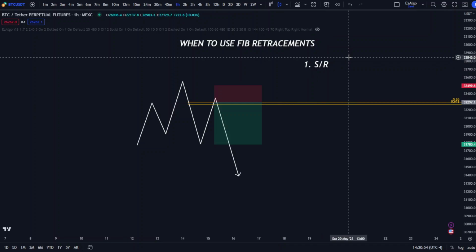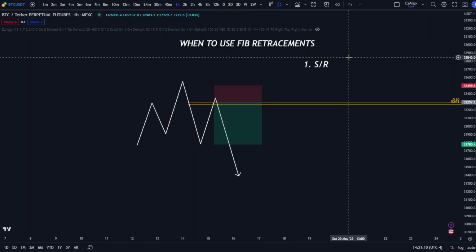All right, the indicator that I like to use for these levels is Easy Algo. If you don't have Easy Algo, be sure to click the first link in the description below. These will identify the key support and resistance levels for you automatically. And we also have a multi-time frame feature, which is very, very useful, especially when using this strategy.